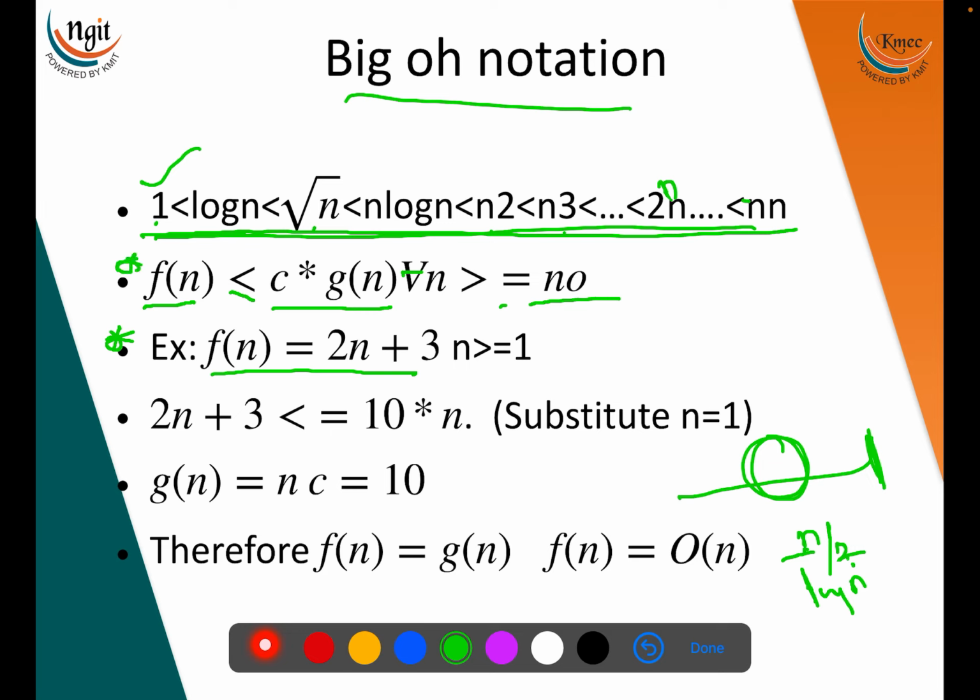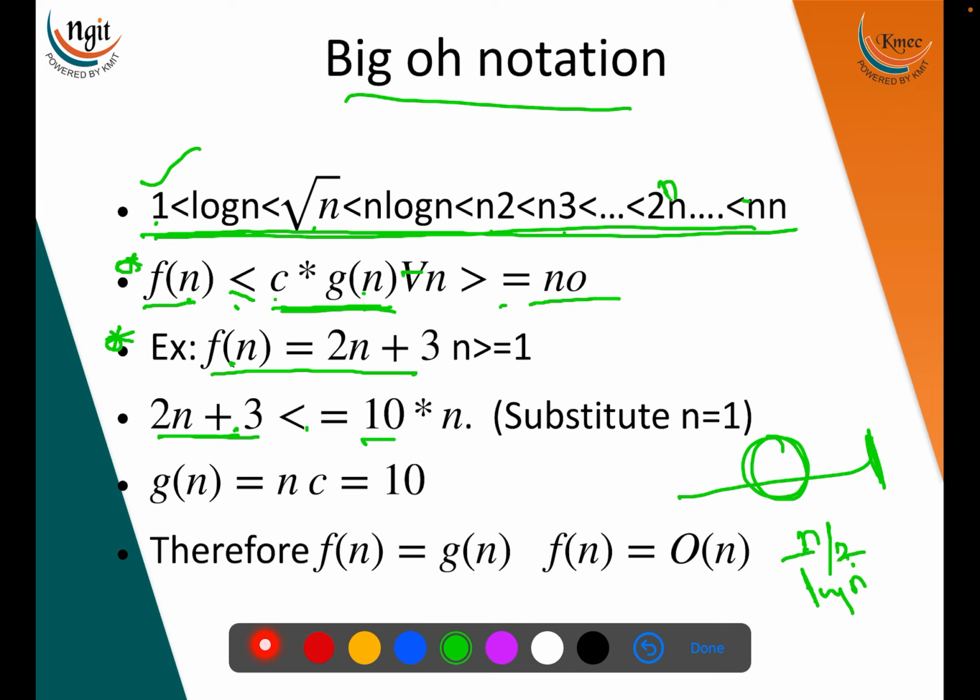Now what is the formula? f(n) should be less than or equal to C into g(n). So f(n) is 2n plus 3. Substitute 2n plus 3 here, less than or equal to C into g(n). Now I am taking some constant value, which is 10.